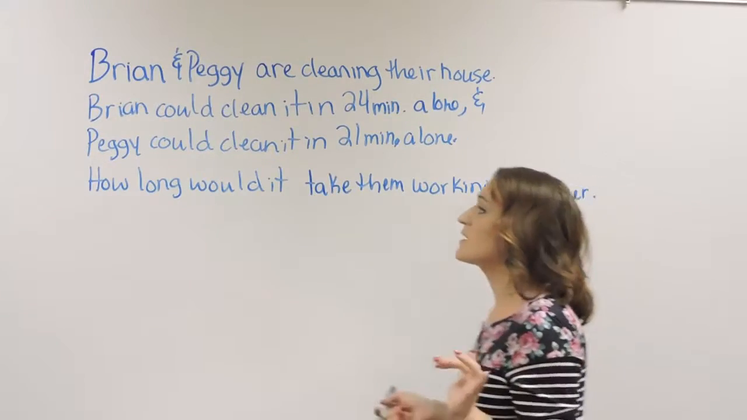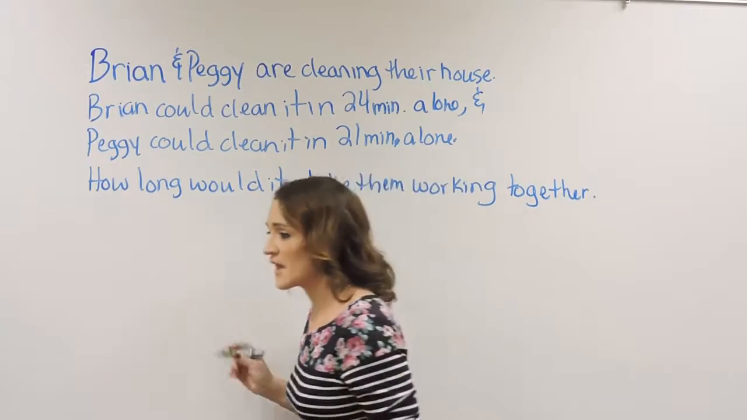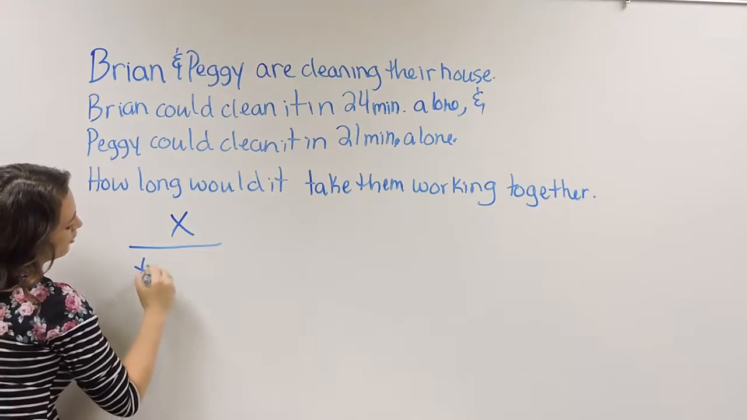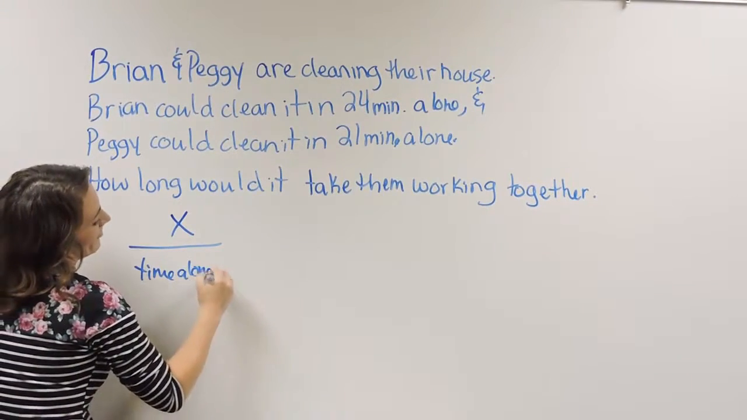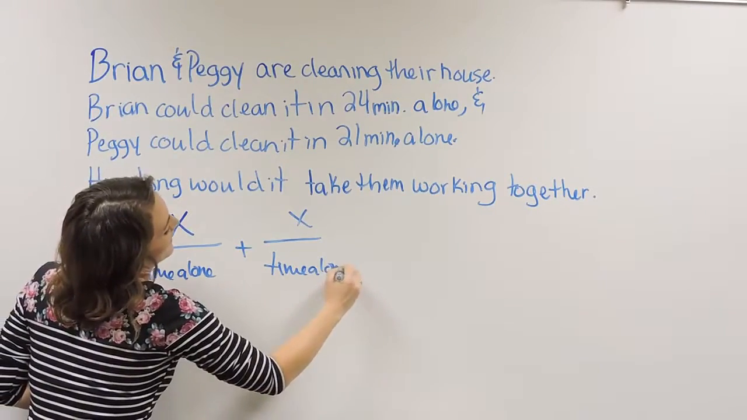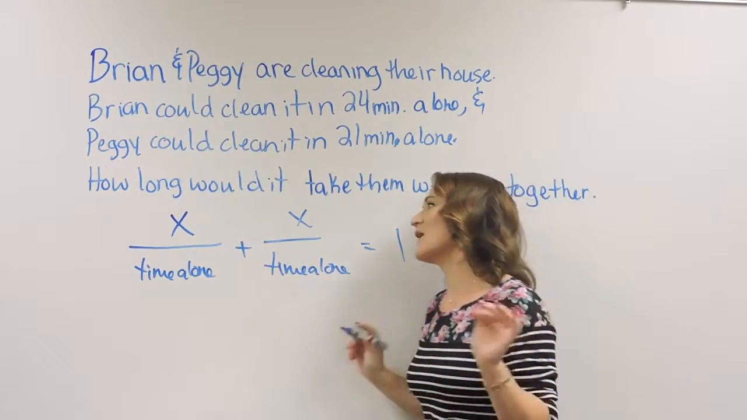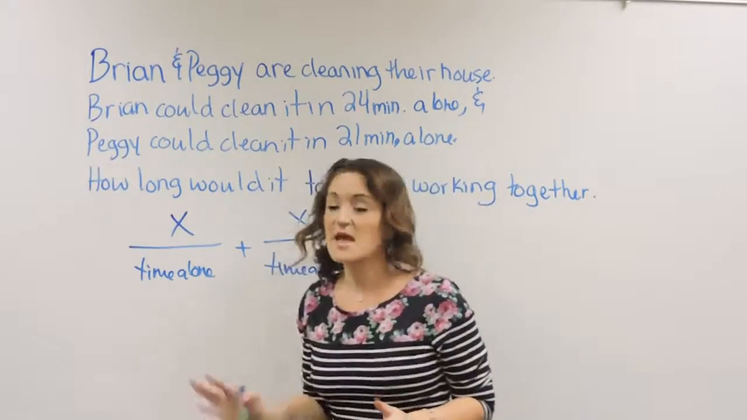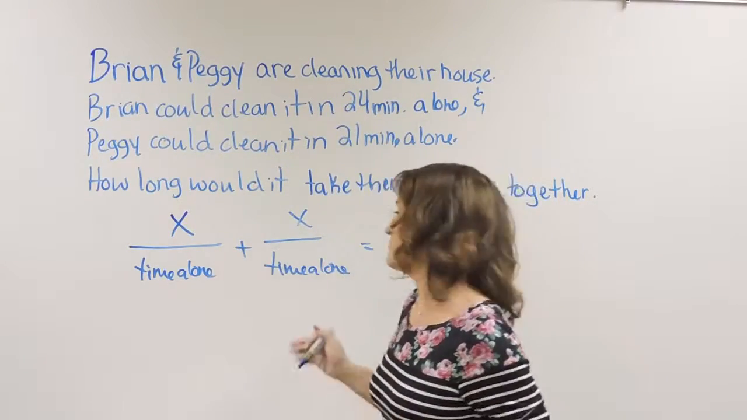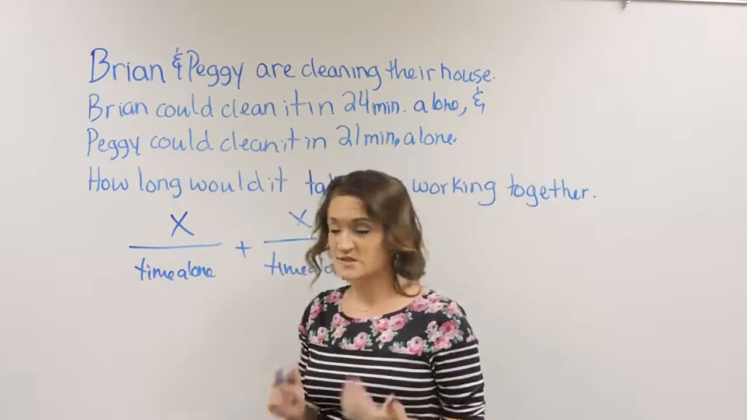And there is a little formula that you do have to kind of know in order to set this problem up and go about solving it. So that problem looks like this. You have your x over time alone plus x over time alone, and that's going to equal 1. So this is pretty much the setup for every single one of these problems. Now what the x's represent, the x's represent the two different people. This first x here is Brian, this second x over here is Peggy.